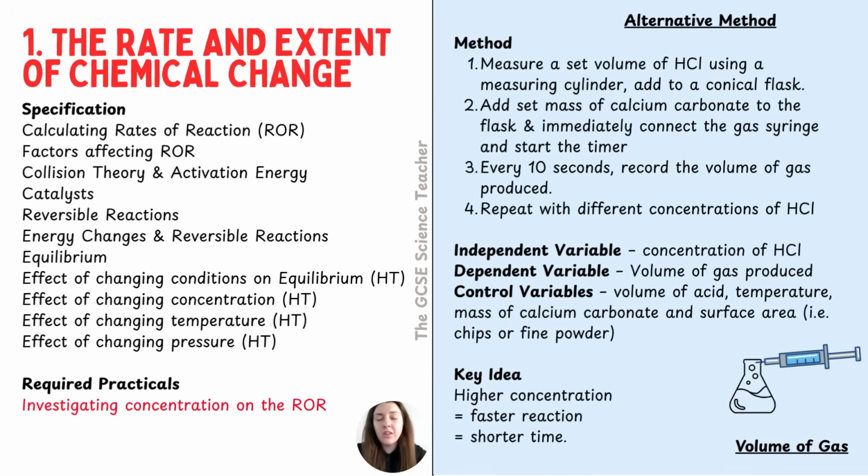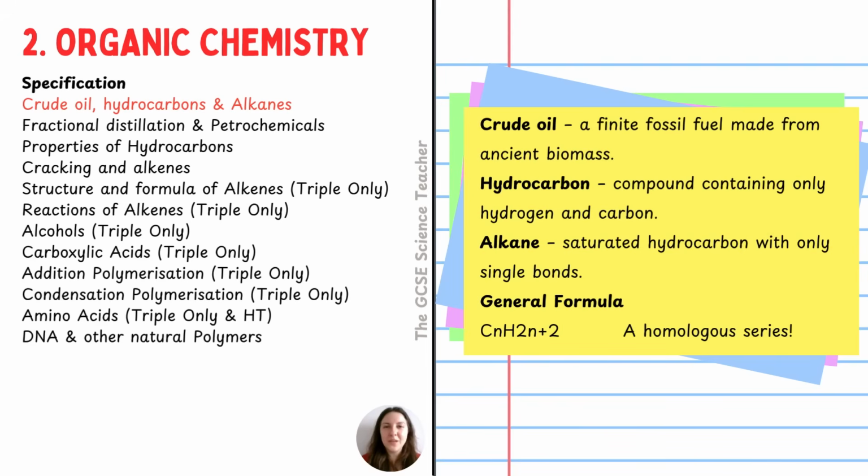You want to make sure that your control variable is the volume of acid used, the temperature as well, and also the mass and surface area of calcium carbonate, because remember, surface area can affect the rate of reaction just like temperature can. Again, the higher the concentration, the faster the rate of reaction, and therefore more gas will be produced. Okay, guys, next topic is organic chemistry.